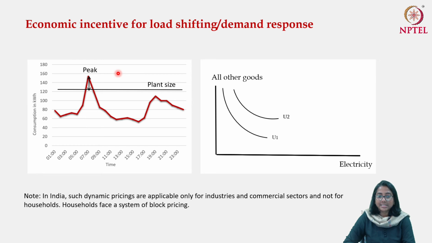If the price is high, then in a two commodity framework where in the x-axis we are plotting electricity and in the y-axis we are plotting all other goods, we can represent the budget line during the high price as this. So this budget line represents the budget line for the consumer during the peak period, resulting in the equilibrium at E0, and Q1 is the quantity of electricity that is demanded.